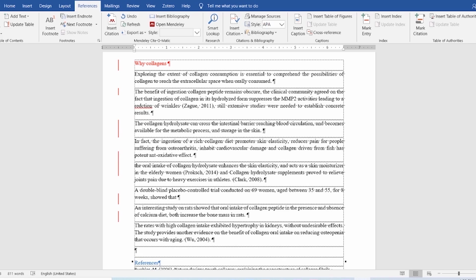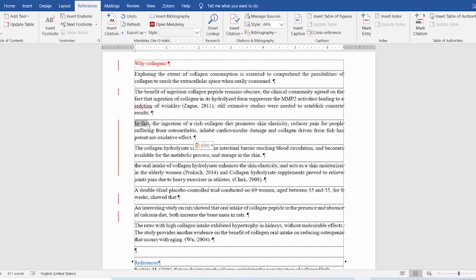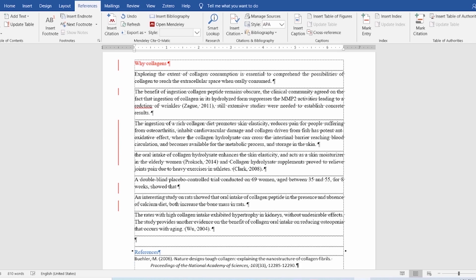So the collagen hydrolysate can cross the intestinal barrier, and I will link this sentence with that sentence, in fact the ingestion. I will leave here the dot. I will move this sentence here above the collagen hydrolysate, and I will just capitalize the T letter. Ingestion of a collagen-rich diet promotes skin elasticity, reduces wrinkles, and I will write a comma here, and I will add a link between these two sentences where the collagen hydrolysate can cross the intestinal barrier reaching the blood.